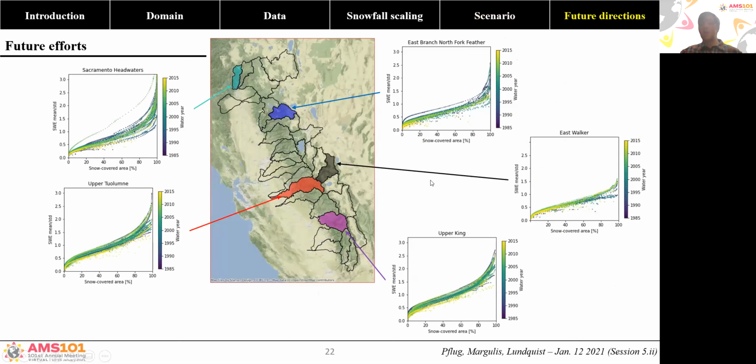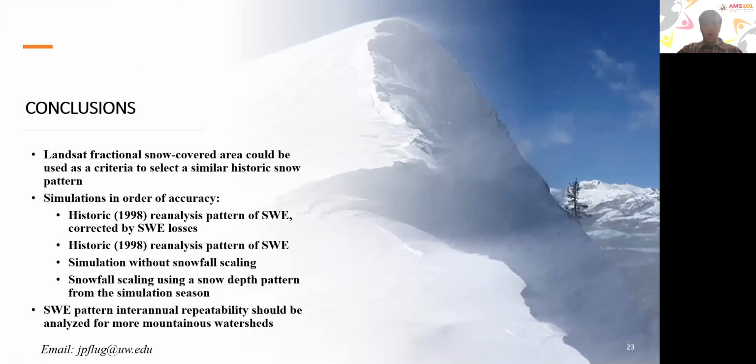So with that in mind, we saw great performance in the Tuolumne River watershed, but we acknowledge that the Tuolumne River watershed does have very repeatable snow patterns from year to year. And this repeatability does vary depending on where you are in the California Sierra Nevada. So we would like to take this one step further in the future and take a look at other watersheds to see how applicable this method could be, perhaps from a water management standpoint. So with that, I'll wrap up.